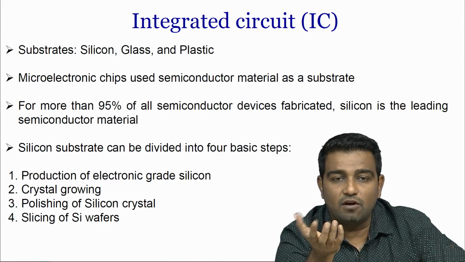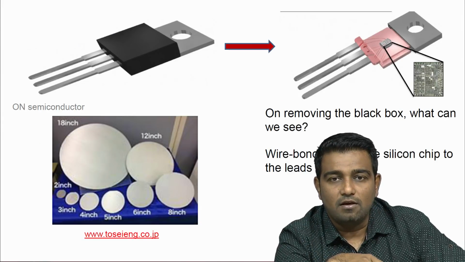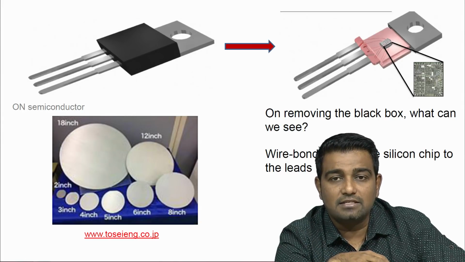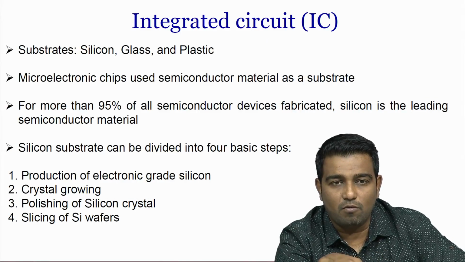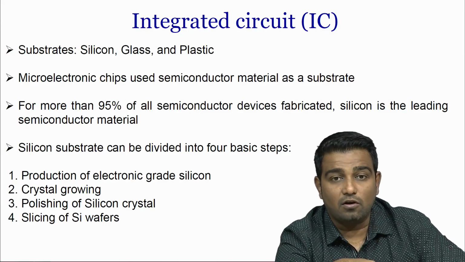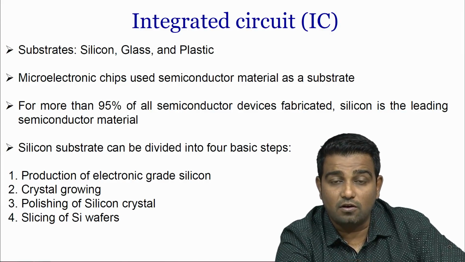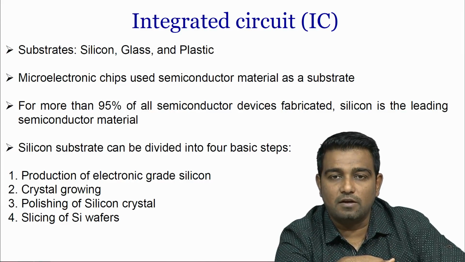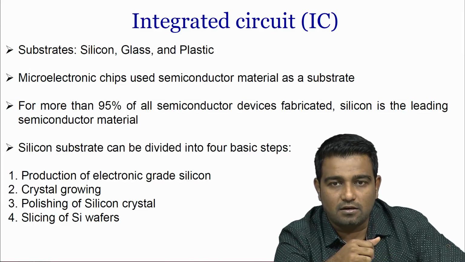So, for manufacturing of the silicon, what have we seen? We have seen that there are several processes: production of electronic grade silicon, crystal growing, polishing of silicon and slicing of silicon wafers. We have seen that, and we will see it again in the coming slides.